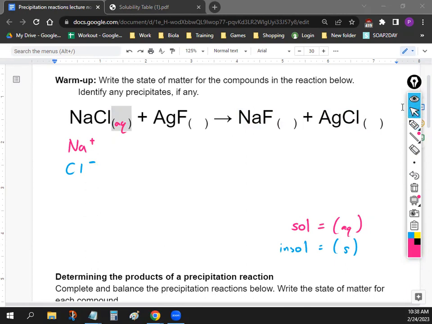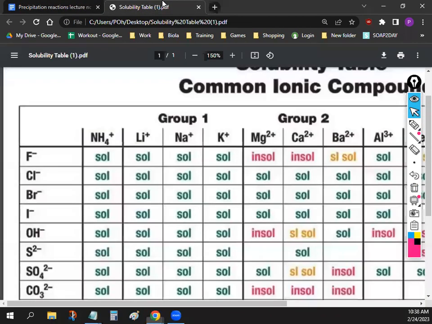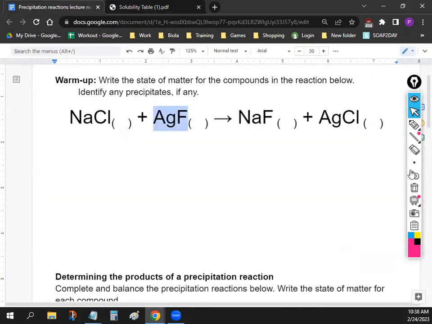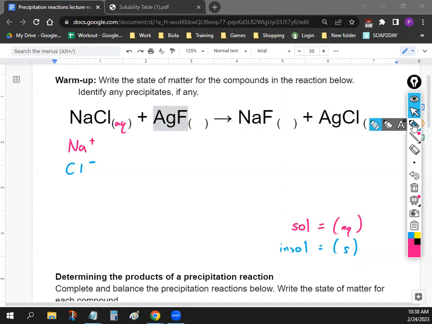All right, so far so good? Making sense? Hopefully it's not too bad. Okay, I'll do one more with you guys, and I'll have you try the other two on your own. But let's start with this one right here, AgF, okay? If we take a look at the chart, what's the positive ion that comes out of AgF? Yeah, Ag plus 1. And then obviously the negative one is F minus. Okay, so Ag plus and F minus.